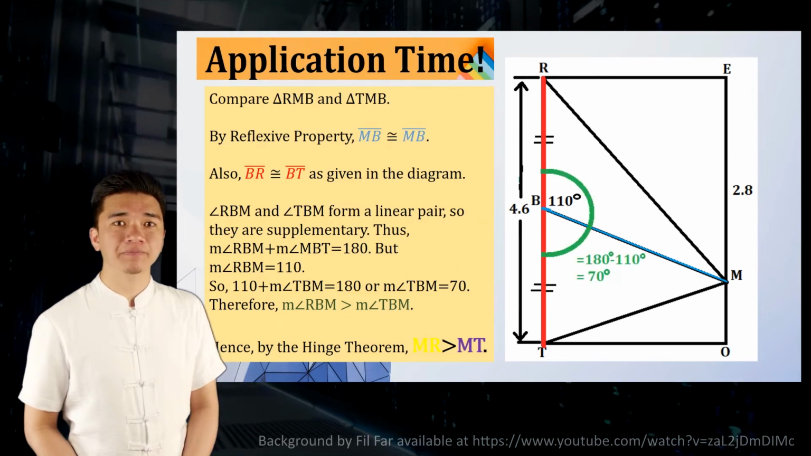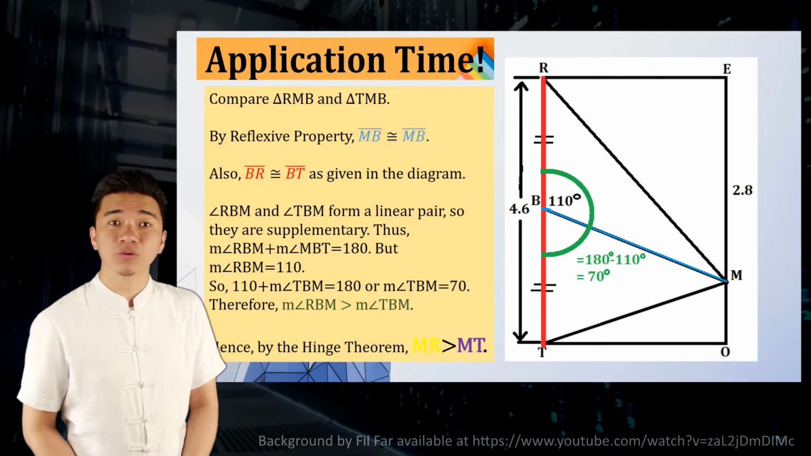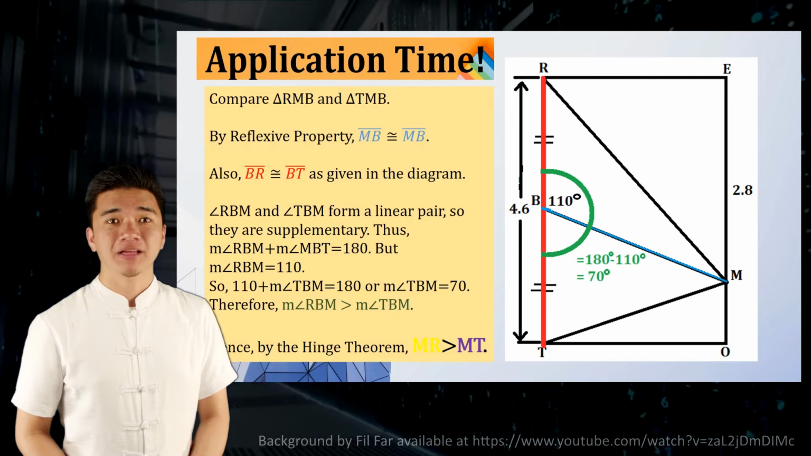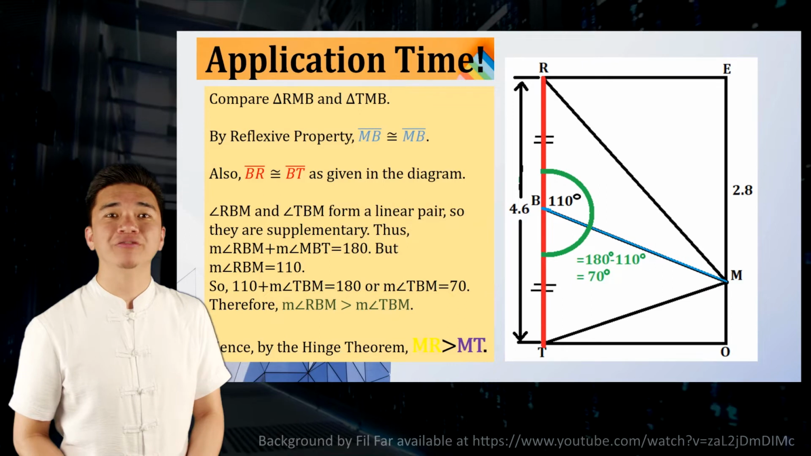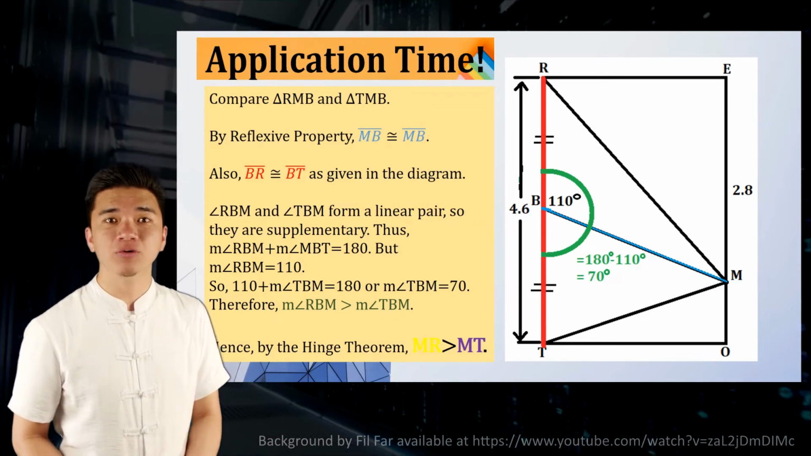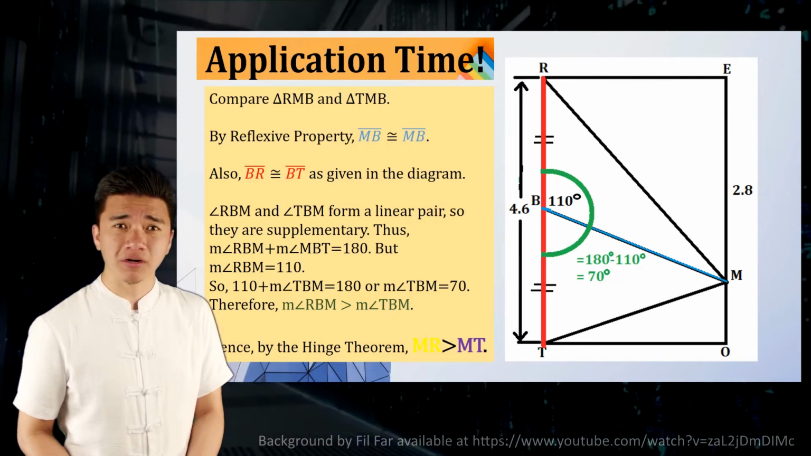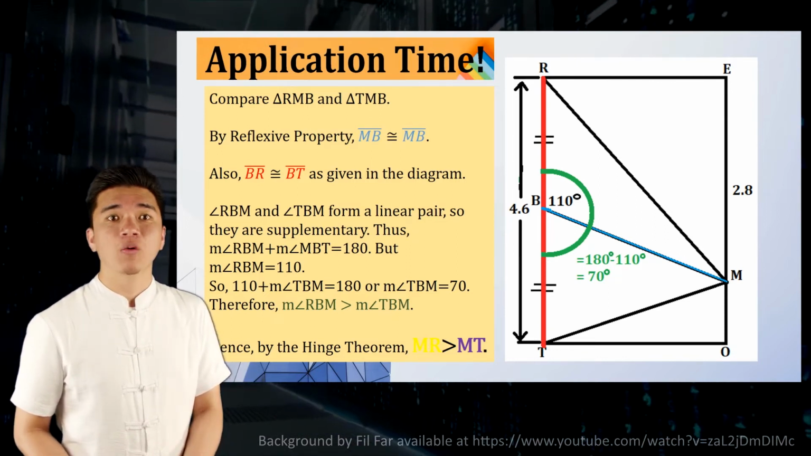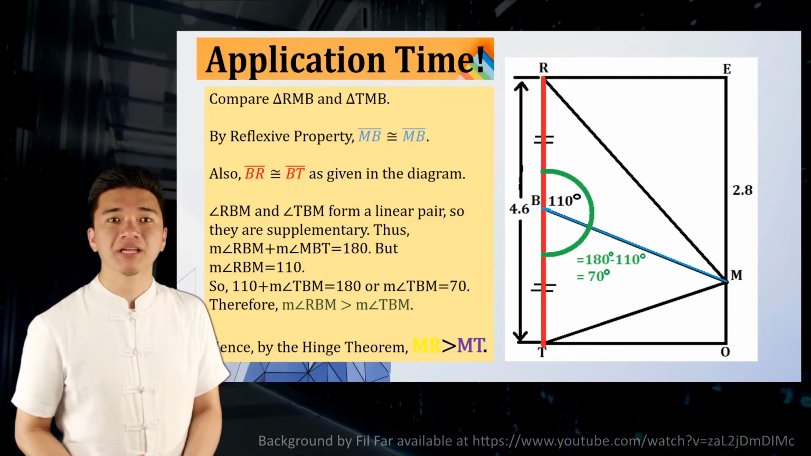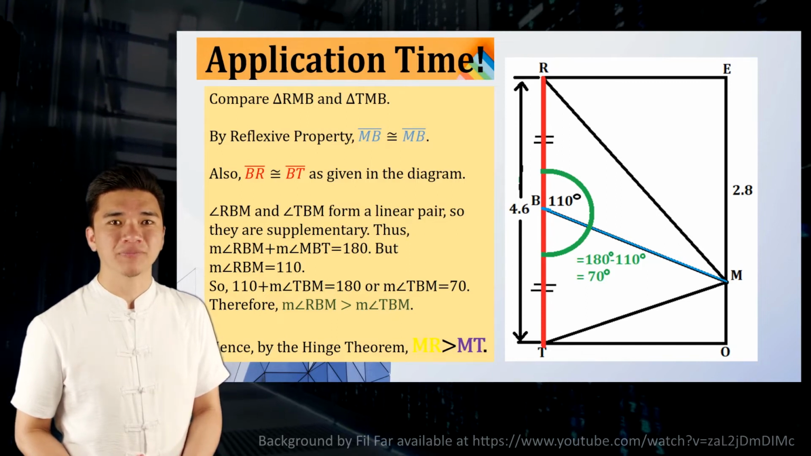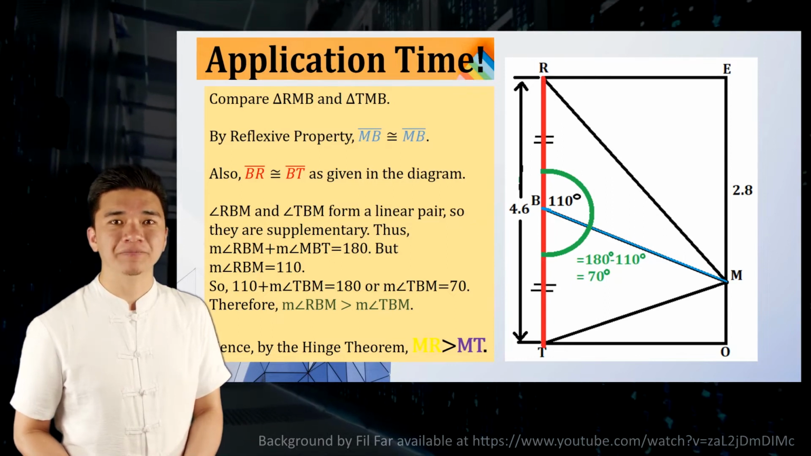Angle RBM and angle TBM form a linear pair, so they are supplementary. Thus, the measurement of angle RBM plus the measurement of angle MBT is equal to 180. But the measurement of angle RBM is equal to 110. So, 110 plus the measurement of angle TBM is equal to 180. Or the measurement of angle TBM is equal to 70.